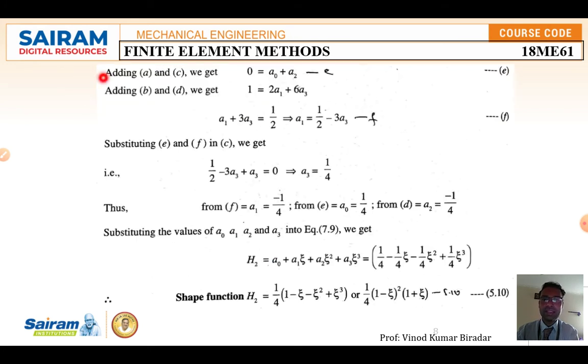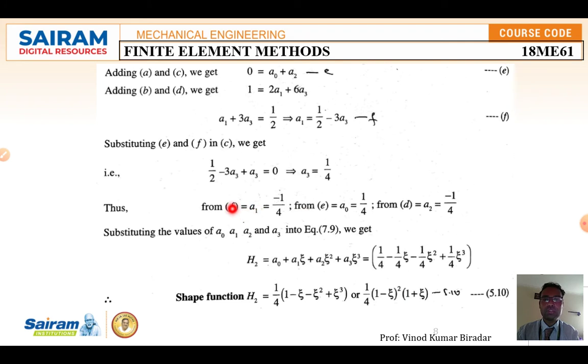Okay, so after adding the A and C equations, and again adding the B and D equations, after simplifying this you are going to get the new equations E and F. Substitute these E and F values in the Hermite shape function equation. You are going to get a1 equal to -1 by 4, a0 equal to 1 by 4, and a2 equal to -1 by 4.